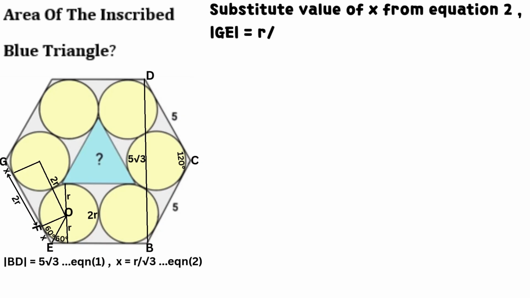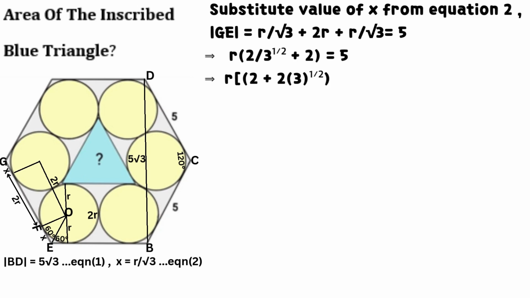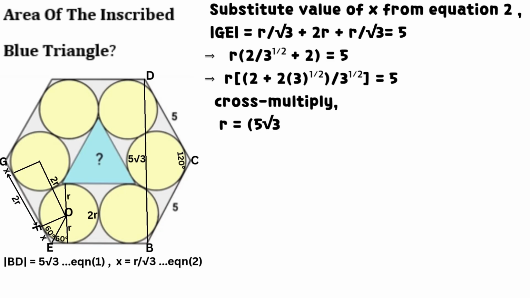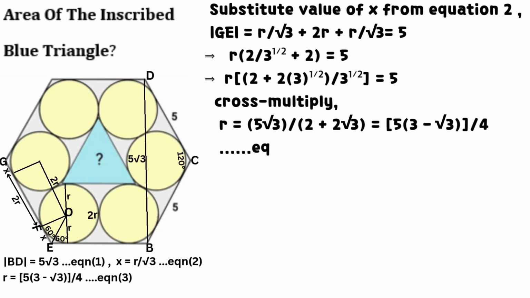Substitute the value of X from equation 2. Line EG equals R divided by the square root of 3 plus 2R plus R divided by the square root of 3, which equals 5. This implies that R times (2 divided by the square root of 3 plus 2) equals 5. Simplify and cross multiply. R equals 5 times (3 minus the square root of 3), all divided by 4. After simplification of values, we call it equation 3.